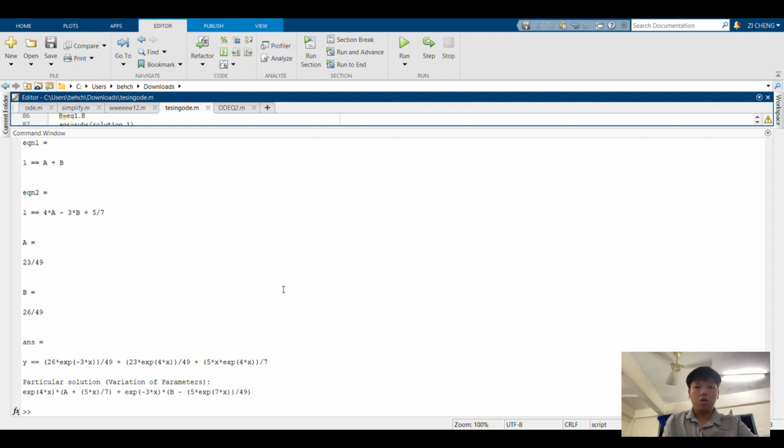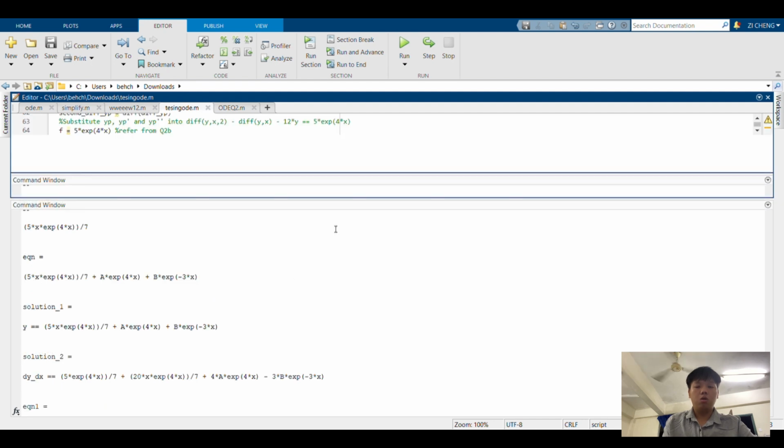From the output, we know that a is 23 over 49, and b is equal to 26 over 49. So the final answer of the general solution we get is y equal to 26 e^(-3x) over 49 plus 23 e^(4x) over 49 plus 5x e^(4x) over 7.